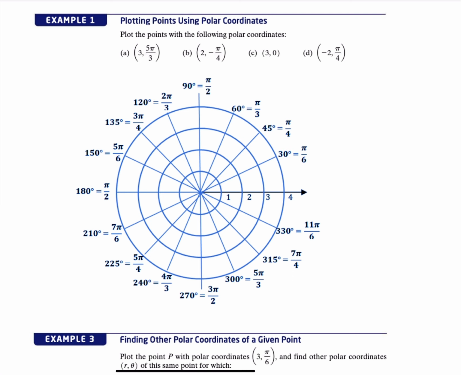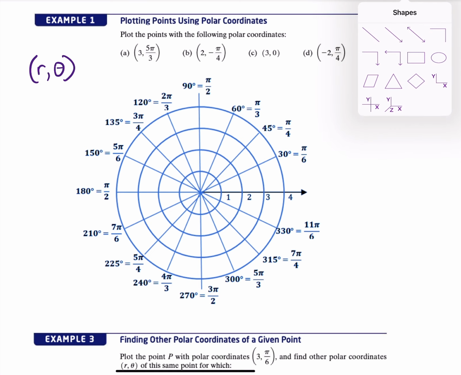So our first point is (3, 5π/3). And just as a reminder, the first value inside of a polar point is the r value, and the second is the angle. It's usually easy to pick up the angle because we'll typically see a pi in there. This is an angle in radian measure. Okay, so our first point in part A is (3, 5π/3).